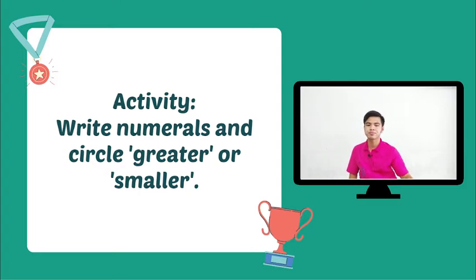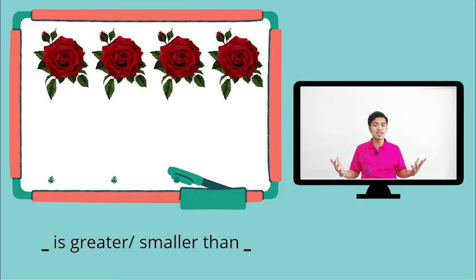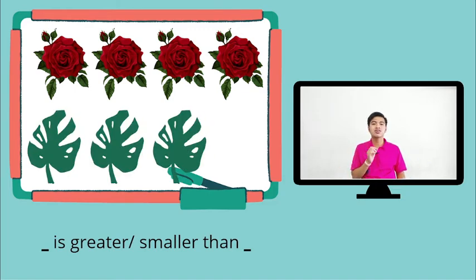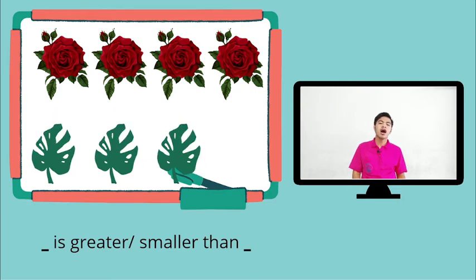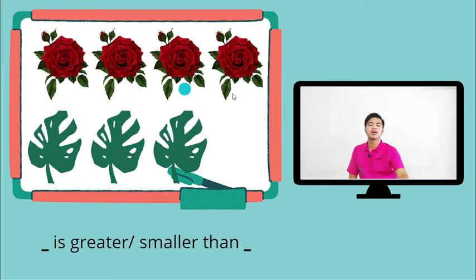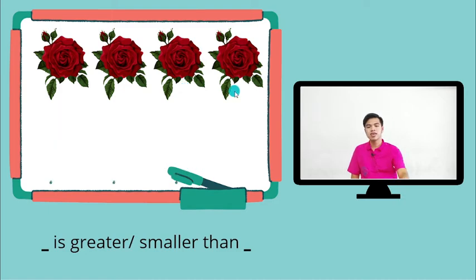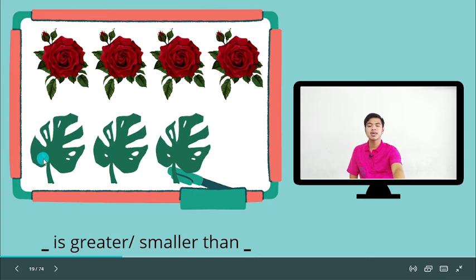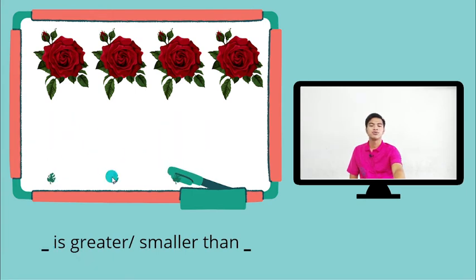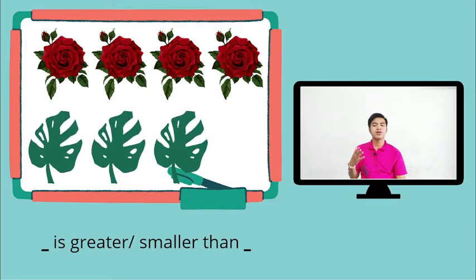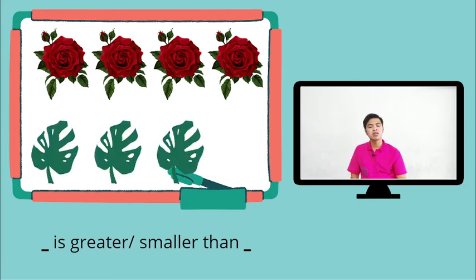So let's do it. Blank is greater or smaller than blank. So here, we're going to count the two kinds of objects. The first one are roses. Let's count the roses. 1, 2, 3, and 4. There are 4 roses. So later, we're going to write 4 here. And then we're going to count the leaves. 1, 2, and 3. There are 3 leaves. So let's decide whether the rose is greater or smaller than the leaves.